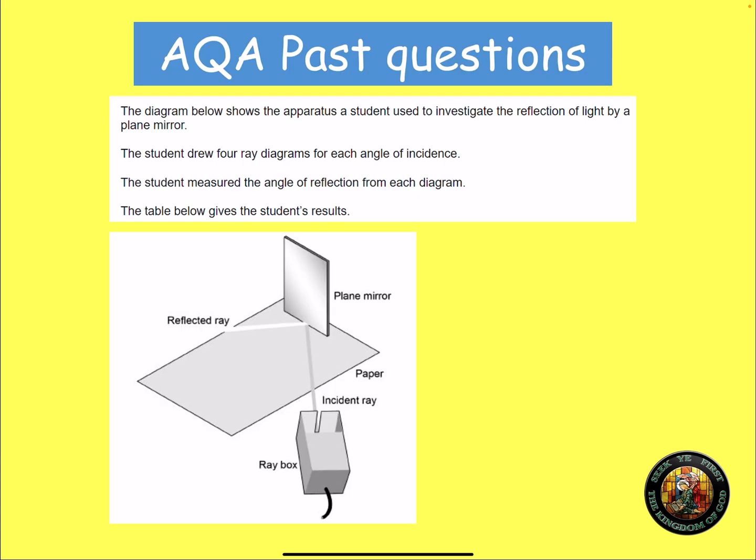Here's some questions for you to have a go. The diagram below shows the apparatus a student used to investigate the reflection of light by a plane mirror. So we're looking at a plane mirror here. So this will be specular reflection. The student drew 4 ray diagrams for each angle of incidence. The student measured the angle of reflection from each diagram, and the table below shows his results.